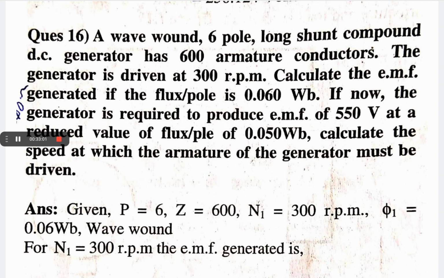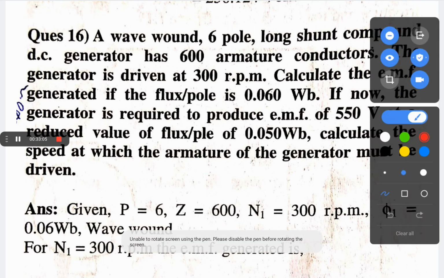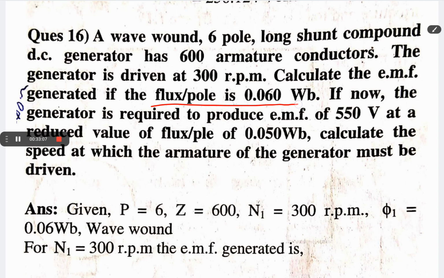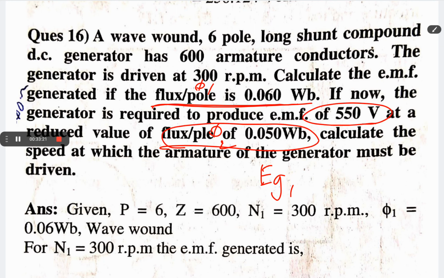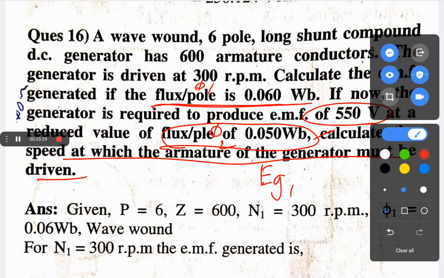And first flux per pole തന്നിരിക്കുന്നത് നമുക്ക് Φ1 എന്നൊരു കണ്ടീഷൻ ആയിട്ട് എടുക്കാം. നെക്സ്റ്റ് one is Φ2 എന്നൊരു കണ്ടീഷൻ ആയിട്ട് എടുക്കാം. ഫസ്റ്റ് ഈ ഒരു ഫ്ലക്സിനുള്ള EMF കണ്ടുപിടിക്കുന്നതിന് Eg1 ആയിട്ട് എടുക്കാം. ദെൻ ഈ Φ2, Eg2 തന്നിട്ടുണ്ട്. So calculate the speed at which armature of the generator must be driven. അപ്പോൾ ഈ ഒരു കണ്ടീഷനിലുള്ള സ്പീഡും കണ്ടുപിടിക്കണം.